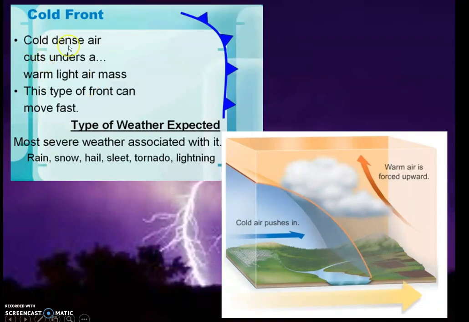Next, we have cold fronts. In a cold front, now instead of warm air pushing into a cold air mass, we have cold air pushing into a warm air mass. So this is a very fast-moving front and very severe weather frequently. As that cold air pushes in, the warm air is forced upward really quickly, and that quick upward force can form rain, snow, hail, sleet, and this is even what forms tornadoes and lightning storms.